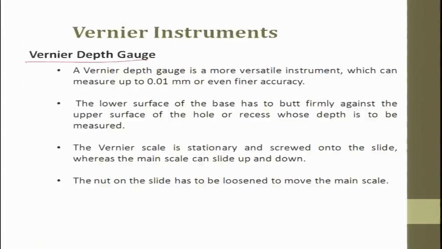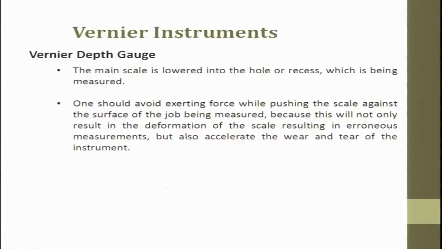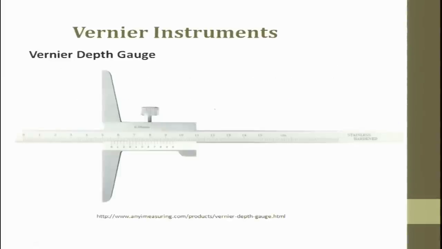You also have the vernier depth gauge. The vernier depth gauge is a more versatile instrument which can be used for measuring up to this and even smaller. The lower surface of the base rests firmly against the upper surface of the hole or recess. We have already discussed that it has a nut to slide and then loosen it. The main scale is lowered, and one should avoid excessive force so that it does not deflect. So, this is a depth gauge. Here it rests against maybe a component or whatever it is.